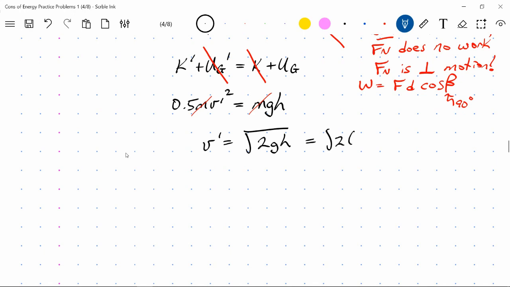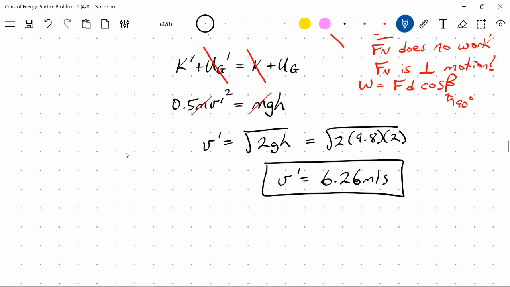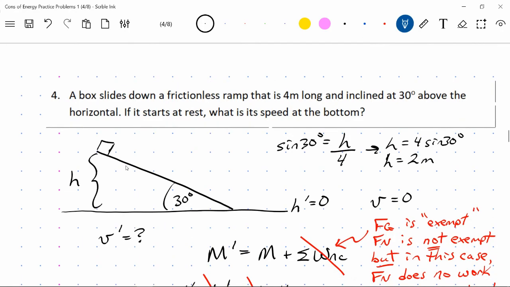Okay, root of 2 times 9.8 times the height, which was 2 meters. I calculated that above. So the speed that we arrive at the bottom is, wait for it, root of the following. 6.26 meters per second. And I leave it at that for number 4. Problem solved.